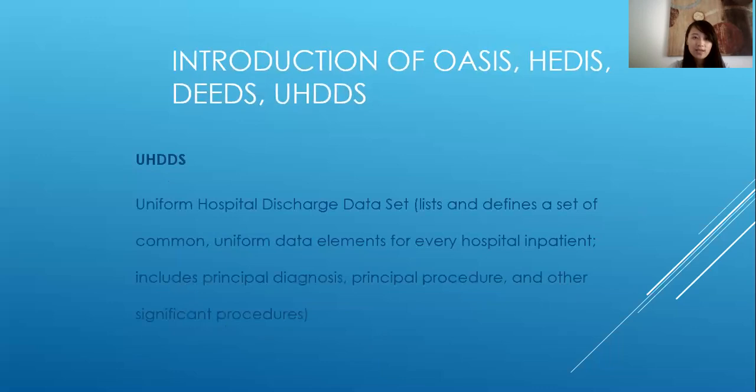The last one we discuss today is UHDDS, the Uniform Hospital Discharge Data Set. It lists and defines a set of common uniform data elements for every hospital inpatient, including principal diagnosis, principal procedure, and other significant procedures. It was developed in 1969 at a conference of the NCHS, National Center for Health Statistics, at Johns Hopkins University. All short-term general hospitals in the US must collect the minimum set of patient data elements, UHDDS.